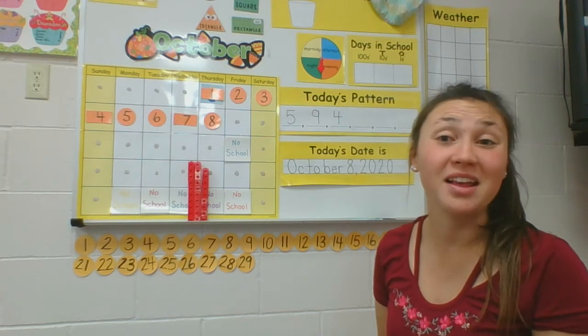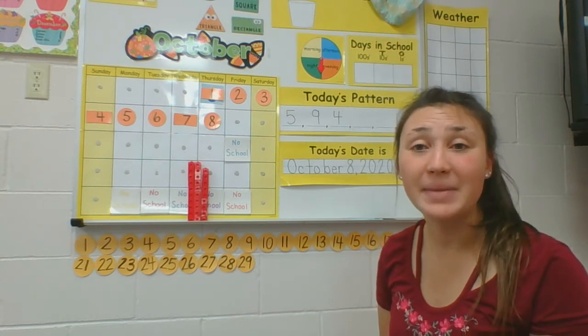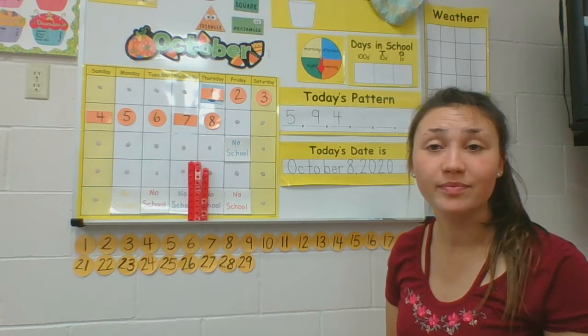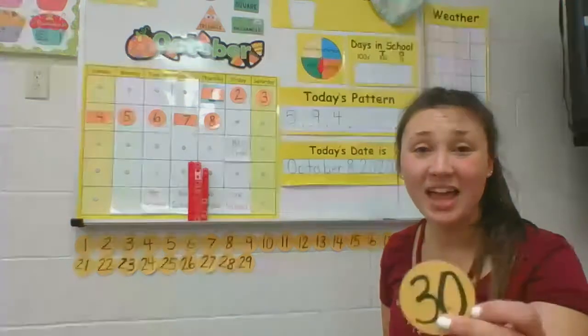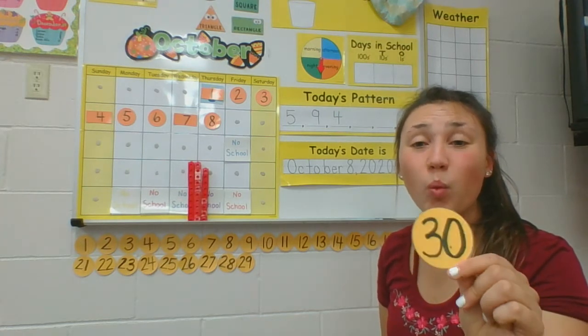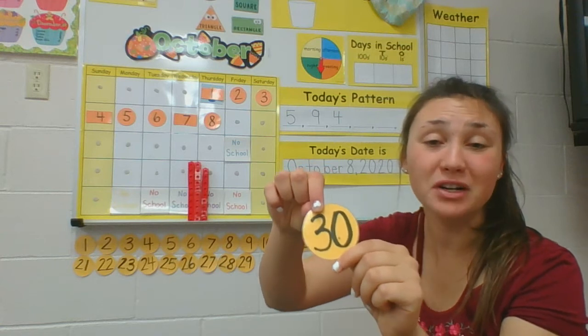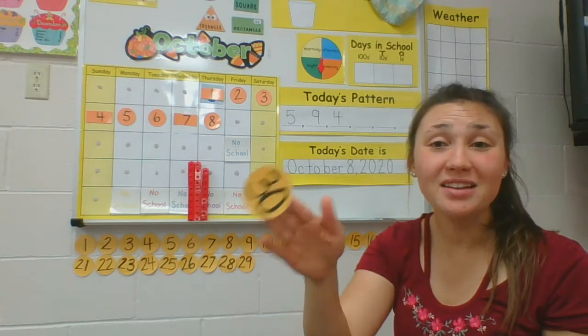It's 30. Yep, 30. And what two numbers make up 30? Yeah, a 3 and a 0. And the order matters, right? You have to put the 3 first and then the 0. Otherwise, it wouldn't be a 30. So, 30 days of school.